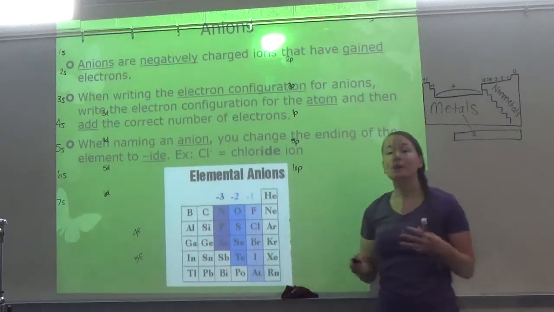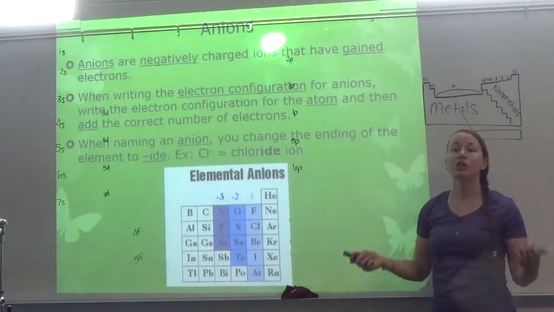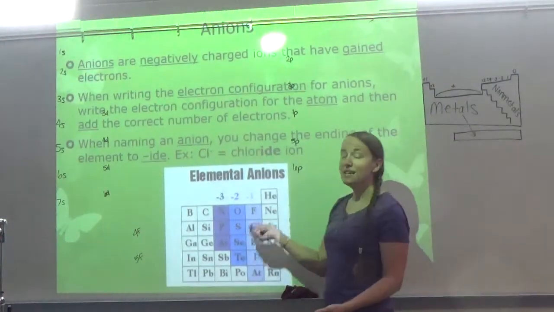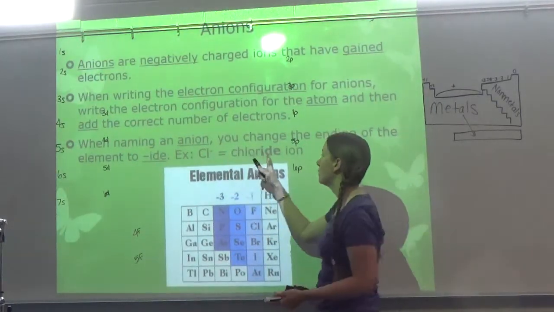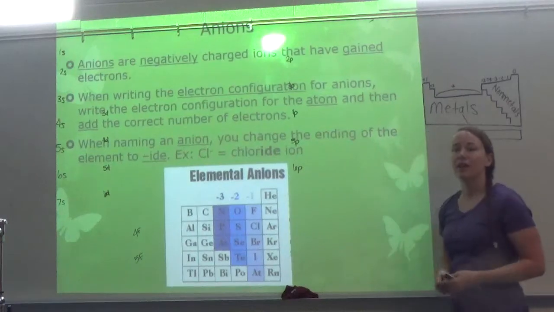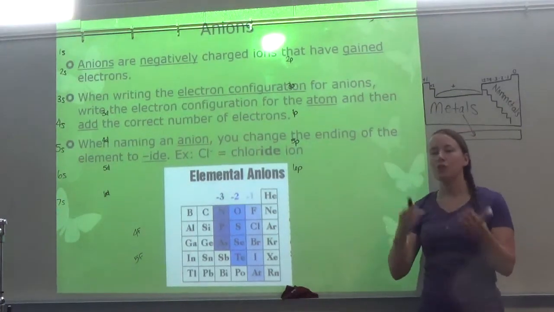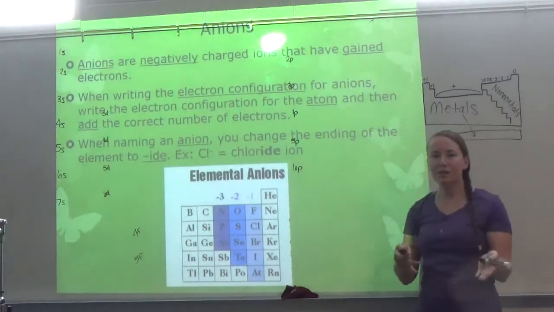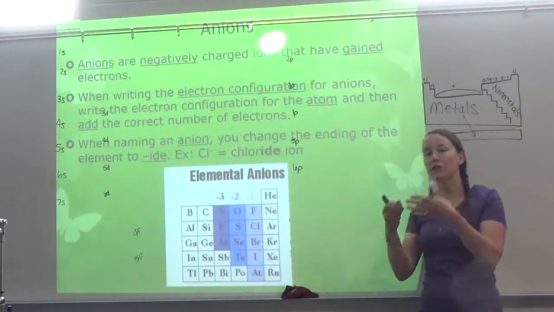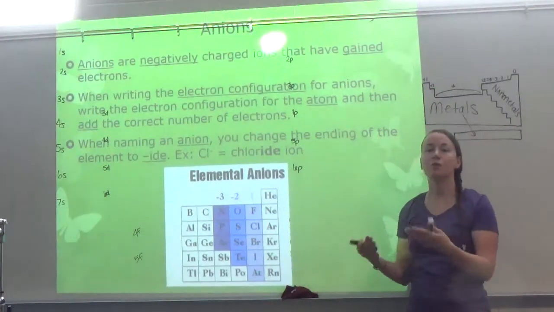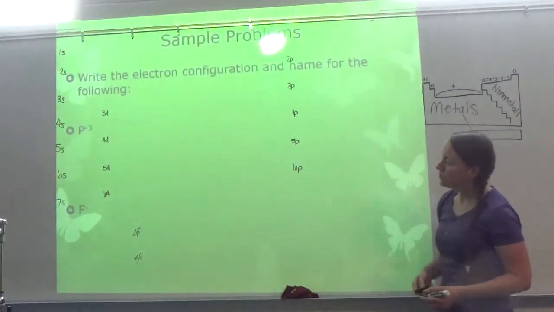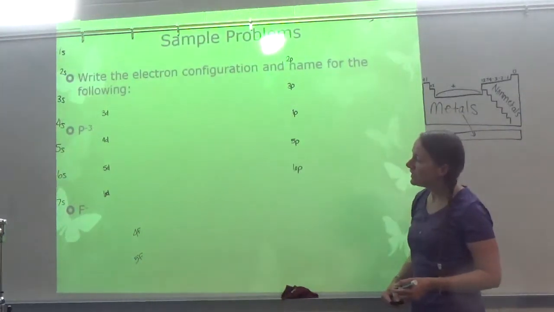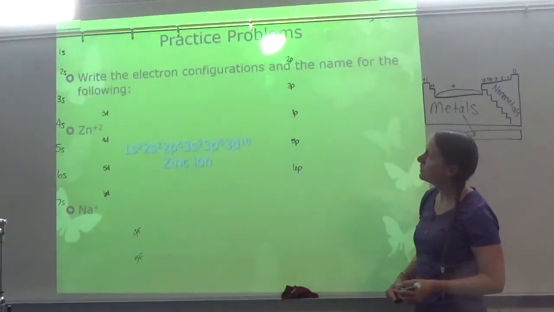So when we name a negative ion, we actually have to change the name a little bit. So Cl is chlorine. Cl with a negative 1 charge is chloride ion. Okay, so that's where you get things like sodium chloride. The sodium has a positive charge, and the chlorine has a negative charge, so it becomes chloride. All right, so let's see which elements we're going to do. So we're going to do phosphorus with a negative 3 and fluorine with a negative 1.